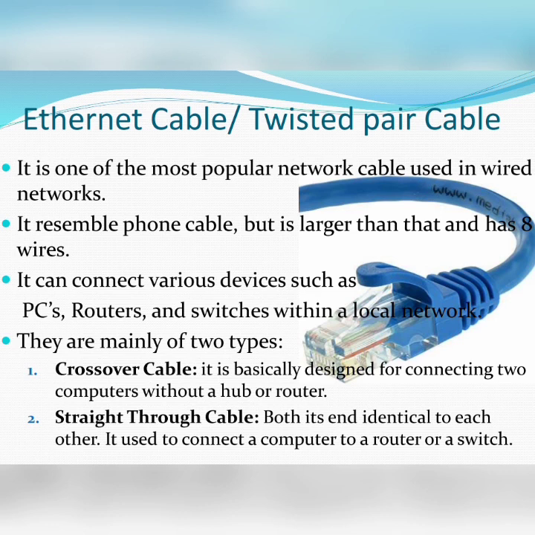There are basically two types of Ethernet cables: crossover cables and straight through cables. Crossover cable is basically designed for connecting two computers without a hub or router. In straight through cables, both ends are identical to each other. It is used to connect a computer to a router or a switch.